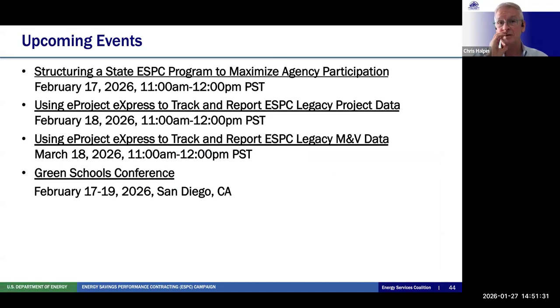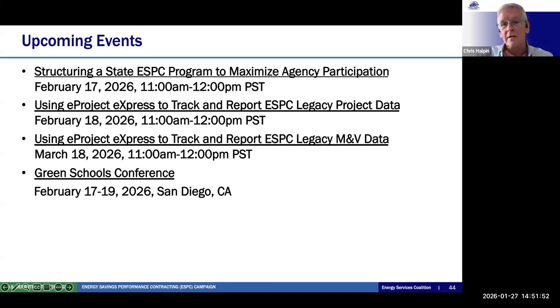We're going to be doing a similar event to this. Instead of being about schools, it's about how states are maximizing agency participation, sort of like a state energy office or Department of General Services for a state, and how they're working together with those state agencies to really maximize participation for this sort of stuff.